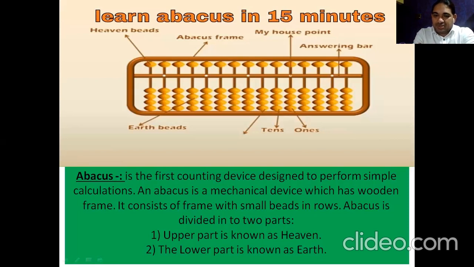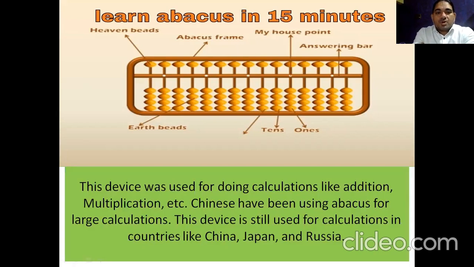Abacus is divided into two parts. As I told, the upper part is also known as heaven. The lower part is known as earth. This device was used for doing calculations like addition, multiplication, etc. Chinese have been using the abacus for large calculations. This device is still used for calculations in countries like China, Japan, and Russia.